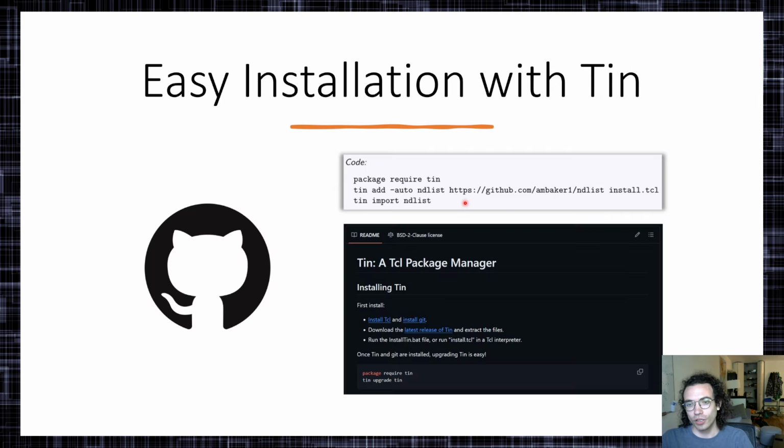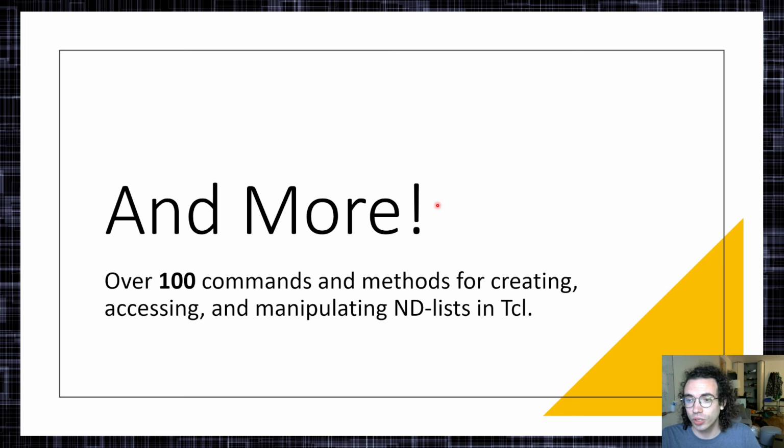So you may be wondering, this sounds great. How do I get it? How do I use ndlist? Well, first of all, I recommend you install Tin. Tin is a Tcl package manager that's based in GitHub that I developed last year. And once you have Tin installed, it's as simple as just going to a command line and pasting a few lines of code. And there's a lot more that I don't have time to get into today, but check out the documentation. I have about a 60-page documentation file that you can look through with examples and syntax and explanation. So yeah, feel free to try things out and let me know what you think.